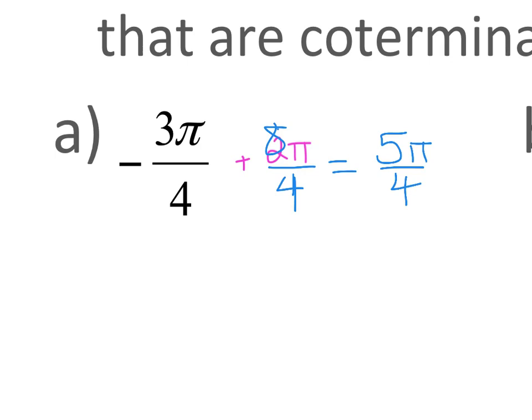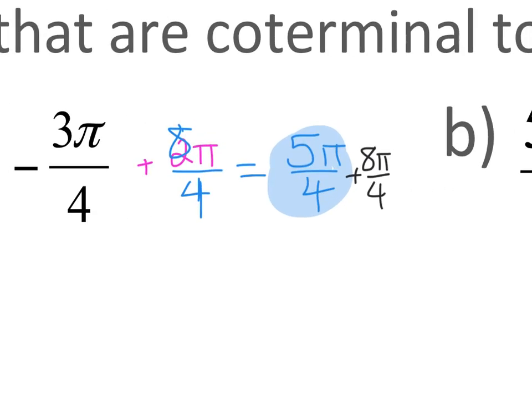If I want an additional positive coterminal angle, then I'm going to take this and add 2 pi to it again, or 8 pi over 4. And I get an additional positive angle, which is 13 pi over 4.